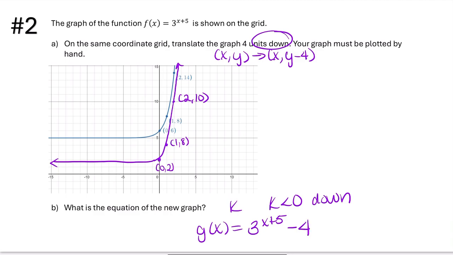Because we're not going to change that 5, because that 5 is actually telling us the graph has been shifted in the horizontal direction. So that minus 4 needs to go on the outside, because that's where the shift up or down is going to go. Okay, so this is going to be our new transformed equation.